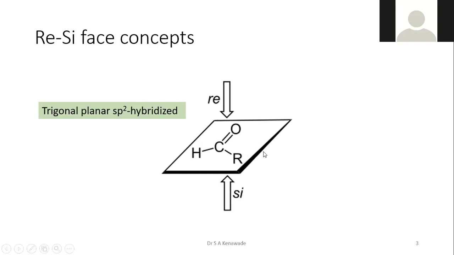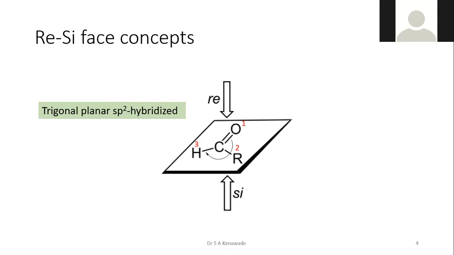If you see from the top face and bottom face, the two faces are different from each other. Assuming the top face and assigning the priority order, oxygen has priority 1 according to the CIP rule. The R group, that is alkyl, is priority second, and hydrogen is third. From the top face, the movement of priority 1, 2, 3 is in the clockwise direction. Hence, the top face is the Re face.